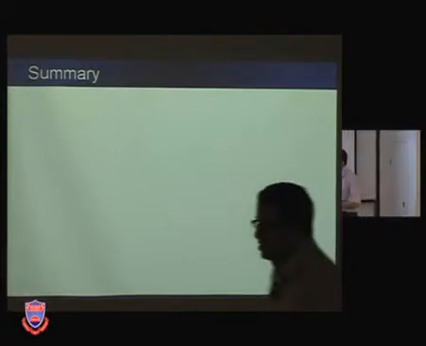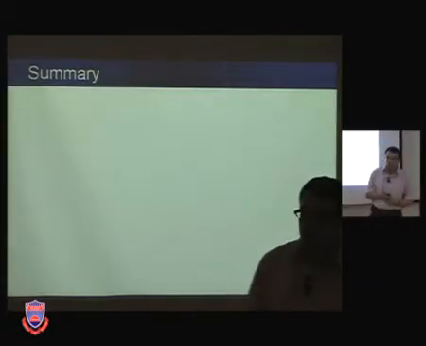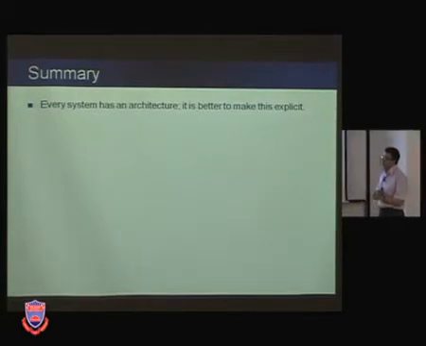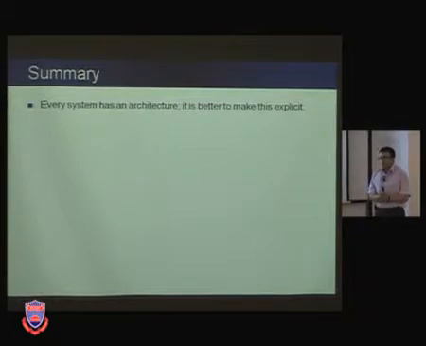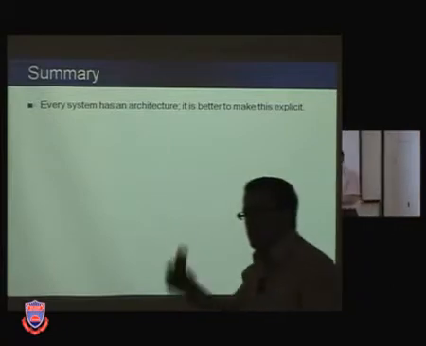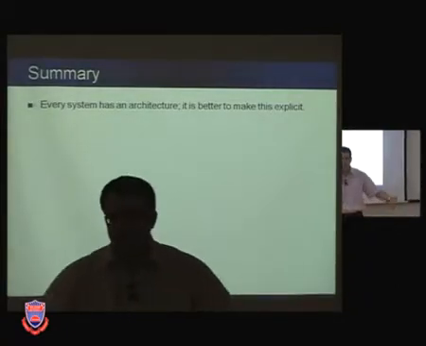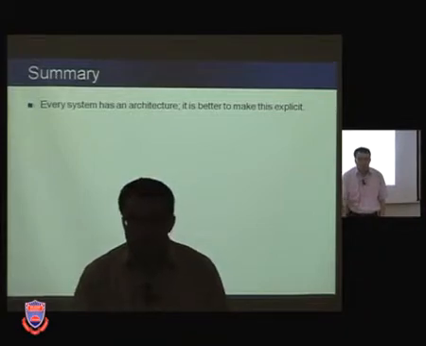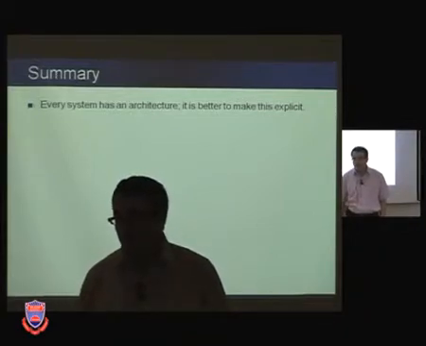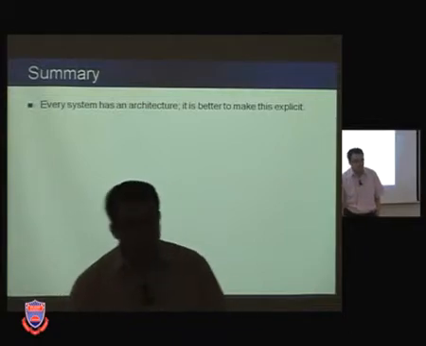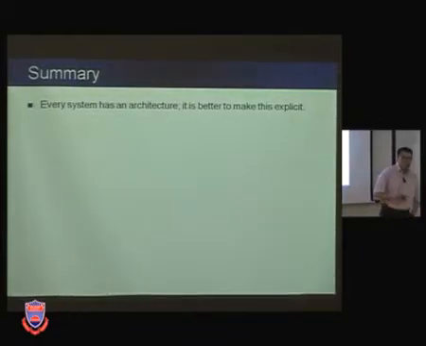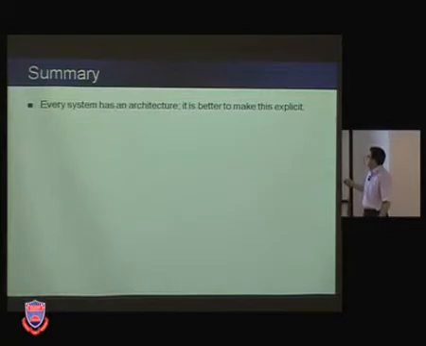So we can now summarize the whole modeling. Every system has an architecture. It's better to make this explicit. Some people would actually react to this. What do you mean by every system has an architecture? In our project we don't have an architecture, but here we mean every system. If you have lots of code, the architecture is already implicit. There's some structure in it. And if we have to describe it, then you make it explicit.